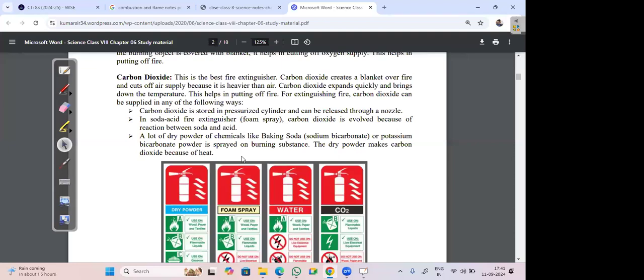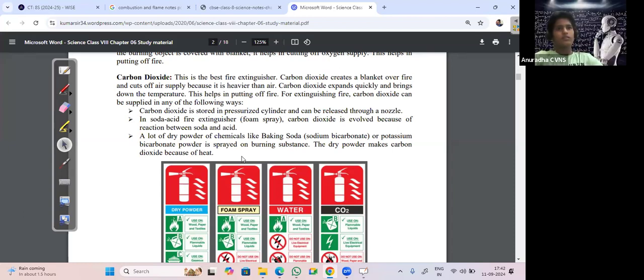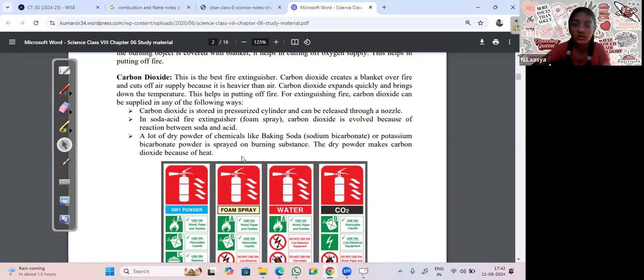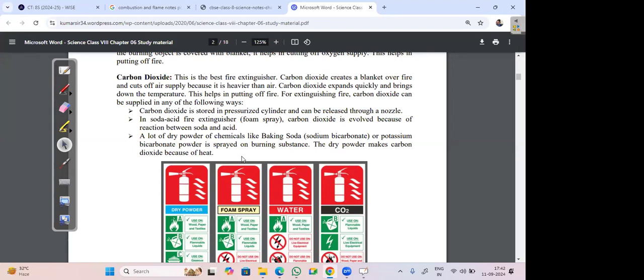The second one is the soda acid fire extinguisher, where you use soda. Can anyone tell me the chemical name of soda? Sodium bicarbonate. Very good. Soda is sodium bicarbonate. It is used with a small amount of acid in the fire extinguisher. The reaction between soda and acid produces carbon dioxide gas.